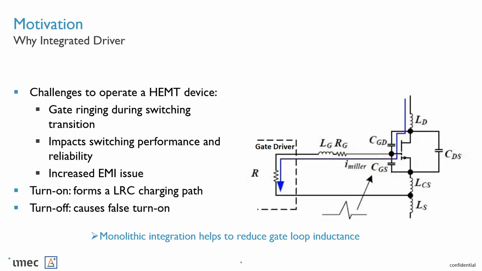So one of the easiest solutions would probably be to reduce or eliminate these parasitics between the driver and the power HEMT by integrating both in the same IC. That's one of the motivations to go for monolithic integration, which helps to reduce the gate loop inductance, the driving issue, and the gate ringing. It can eliminate or reduce the gate ringing to a good limit actually.